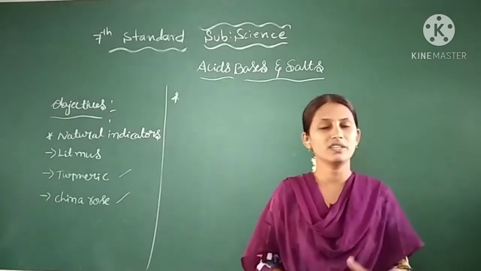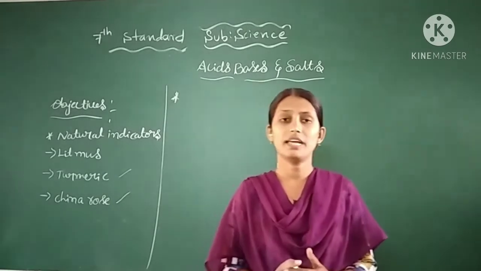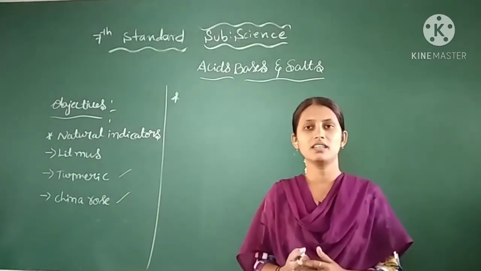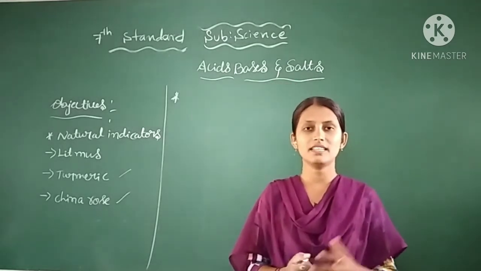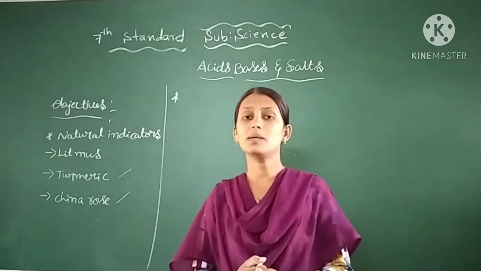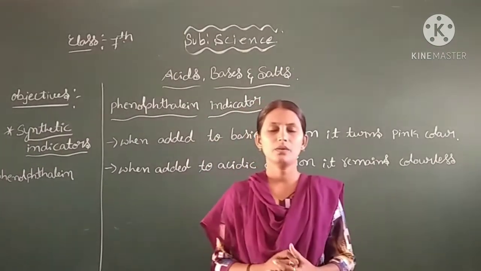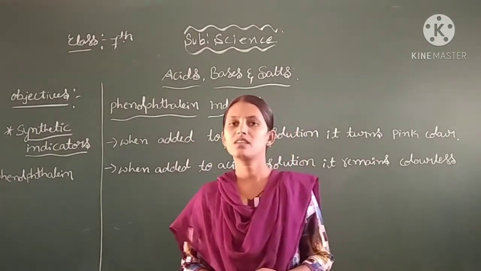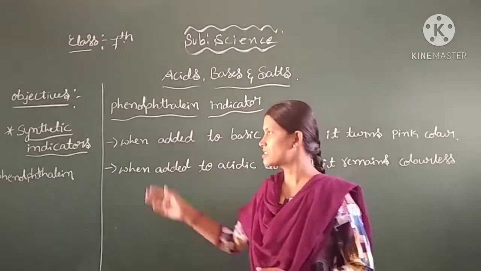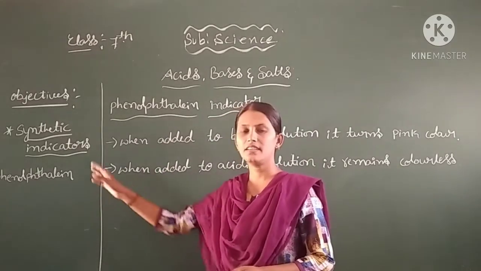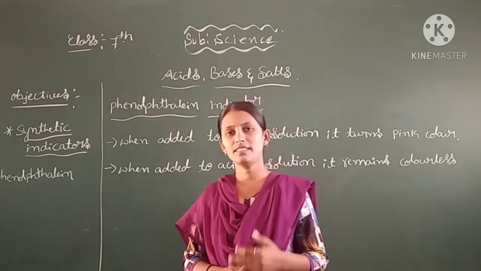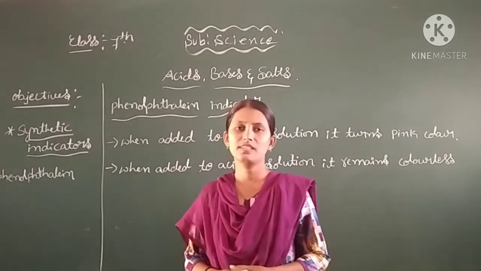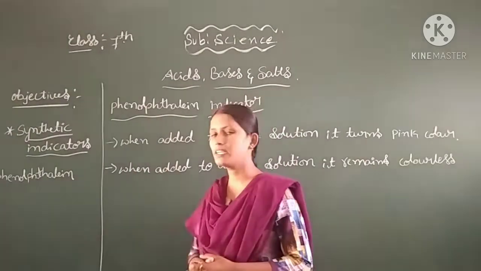Up to here we have discussed the natural types of indicators. Now, next one, that is the synthetic indicators. As I said before, phenolphthalein and methyl orange. Now we will discuss the synthetic indicators: the phenolphthalein indicator and the methyl orange indicator. First, the phenolphthalein indicator.